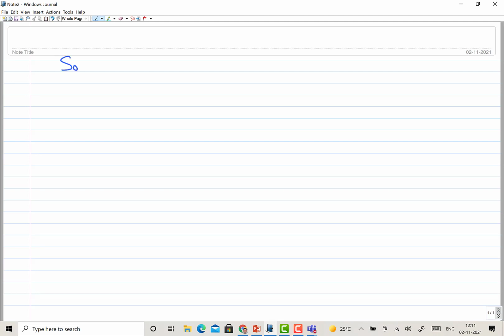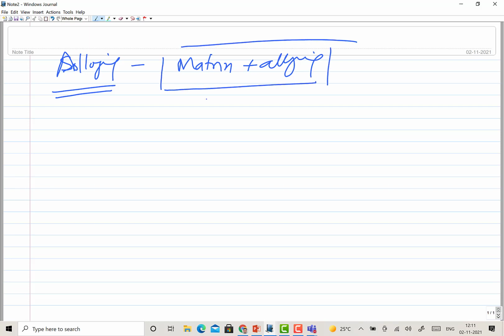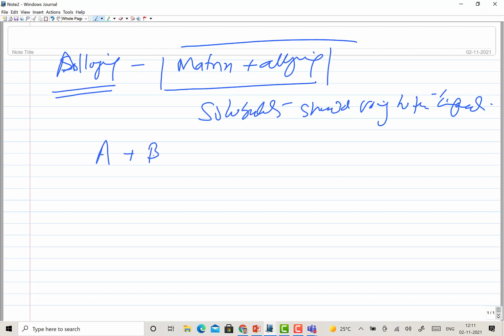So what is the prerequisite for precipitation? The prerequisite for precipitation is very simple. Precipitation hardening mostly happens in the case of alloys. Say there is a matrix and there is an alloying element. Okay, so the solubility of the alloying element in the matrix should be dependent on the temperature. The solubility should vary with the temperature. So that's the kind of relationship. Say A is the matrix and B is the alloying element. Solubility of B in A should increase with the temperature, and that's what we show here.